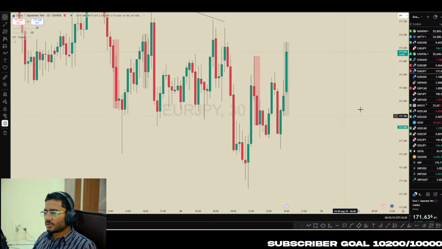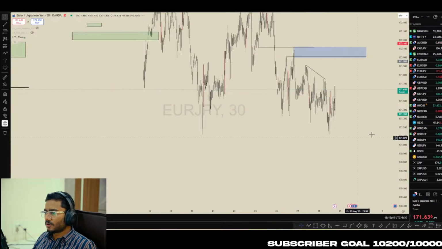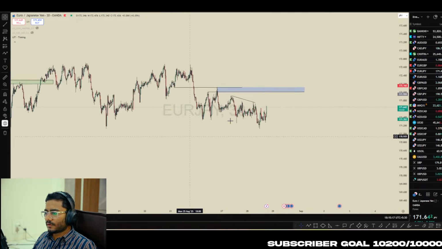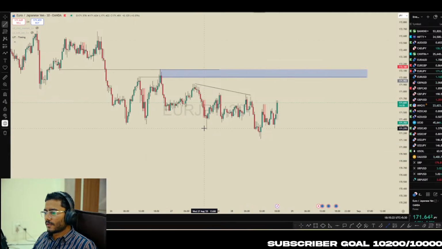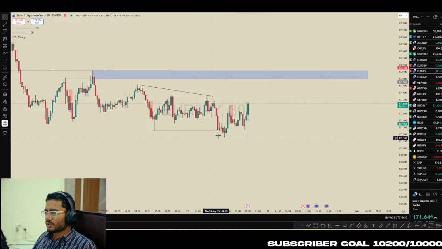So I think Euro JPY looks good, although price is consolidating over here. But here, if you look at the structure, price broke the structure, and the structure has started to shift in the internal, sweeping this liquidity. So this liquidity has been swept. So we can now look for the sweep of the next high, probably.